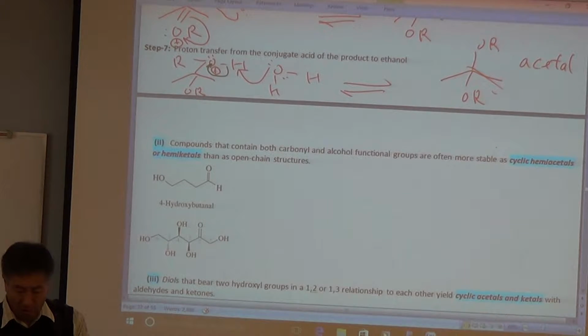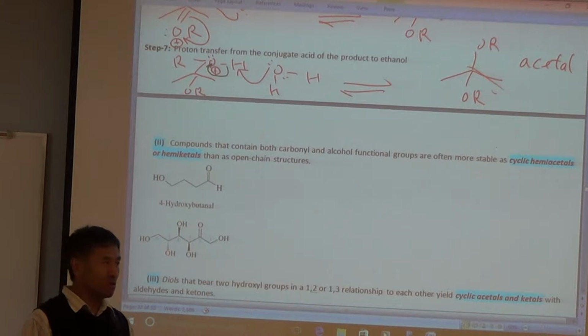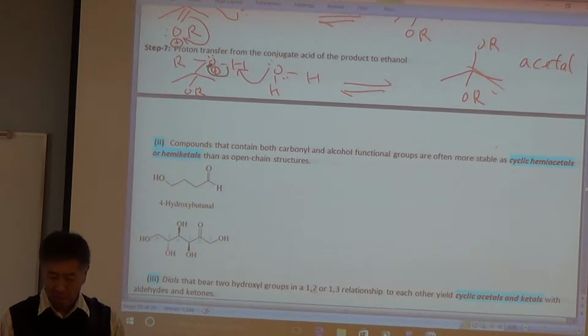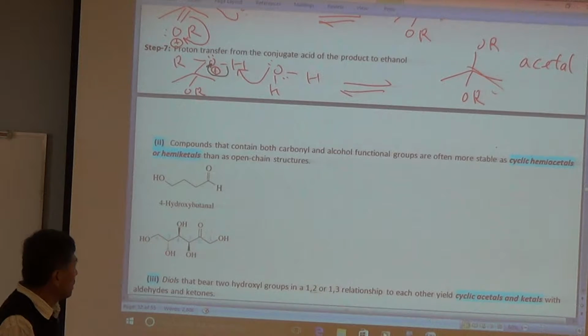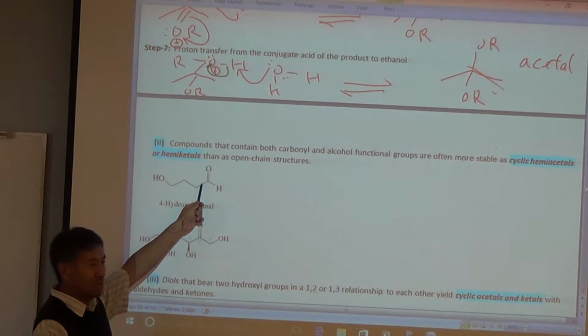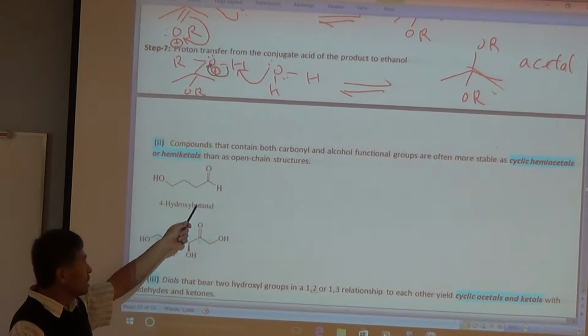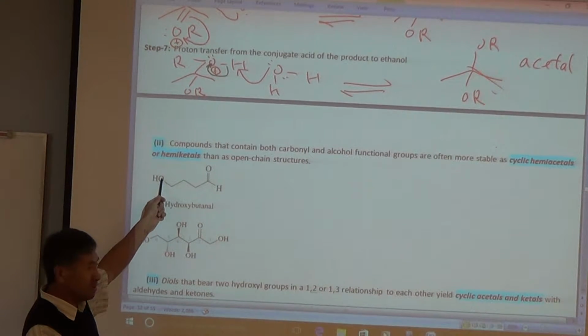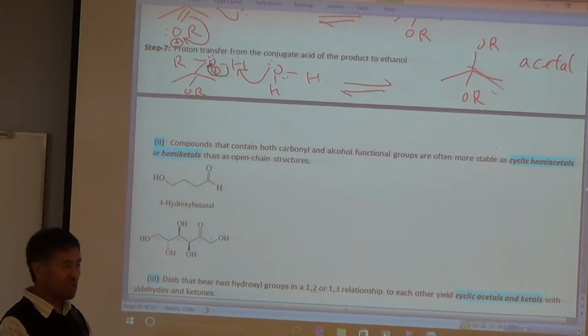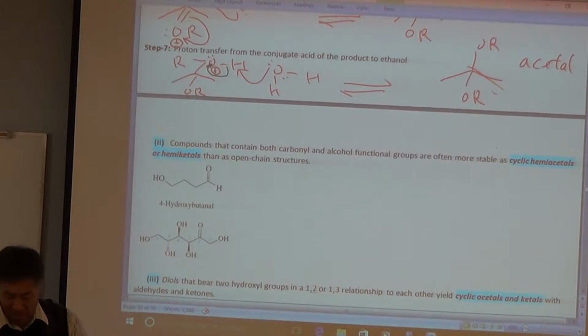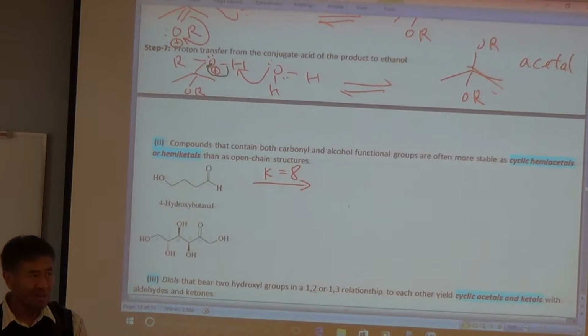Usually, if you want to produce a cyclic structure, the 5-member or 6-member ring is stable. So just identify: you need this carbonyl carbon in the ring, and you need this oxygen in the ring. So 1, 2, 3, 4, 5. These 5 atoms will be in that pentane cyclic structure. And you see this K is about 8, so it is more than 1, therefore it favors the product.